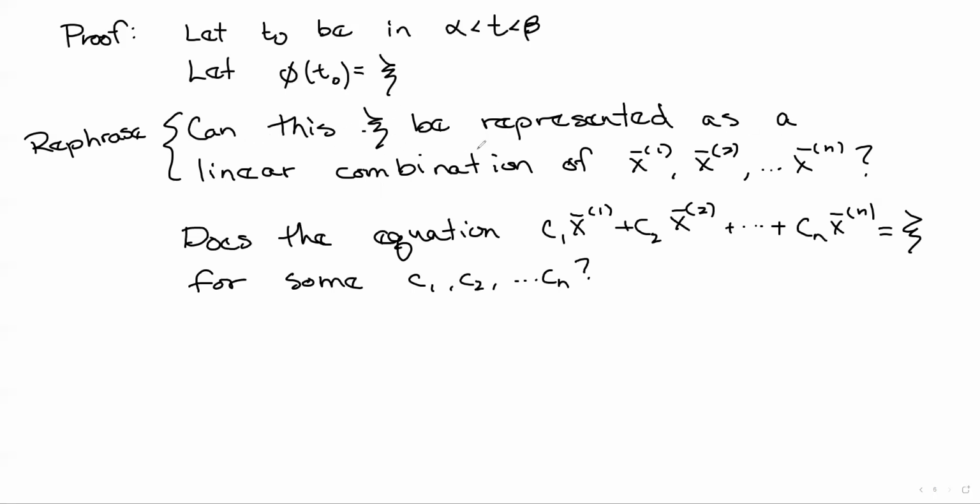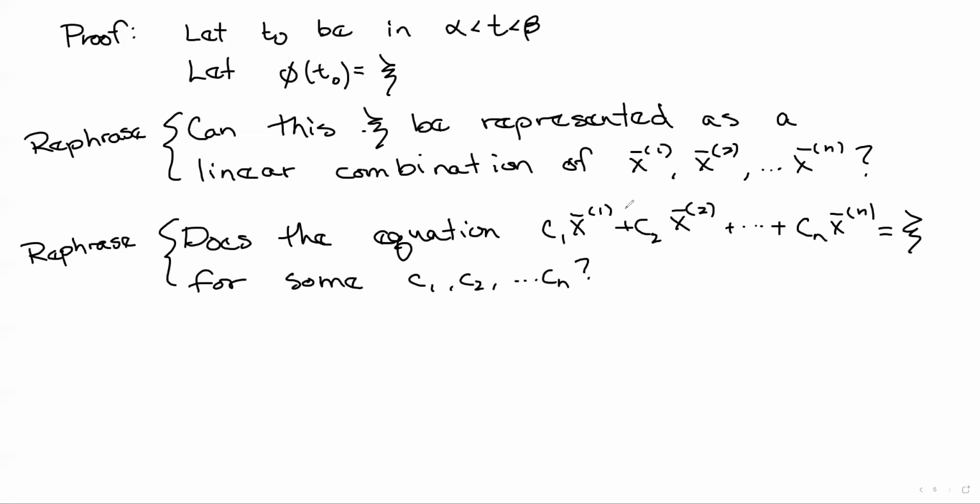I can't remember the Greek letter for the Greek name for this. I think it's chi, psi. It's one of those two. Can it be represented as a linear combination of these? That's the same question as saying, does this equation have a solution for some C1 through Cn? Okay. And now we're going to go through and rephrase again.